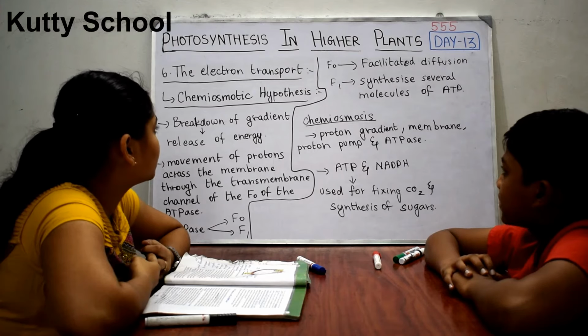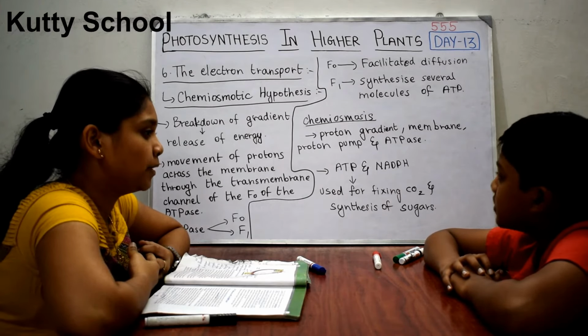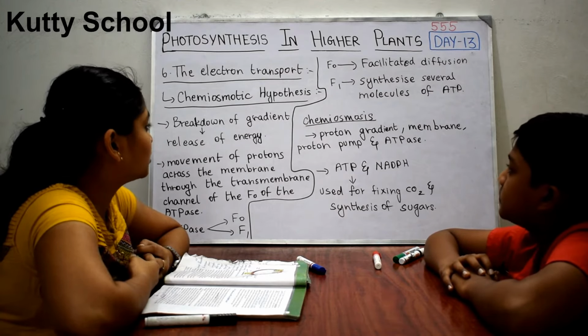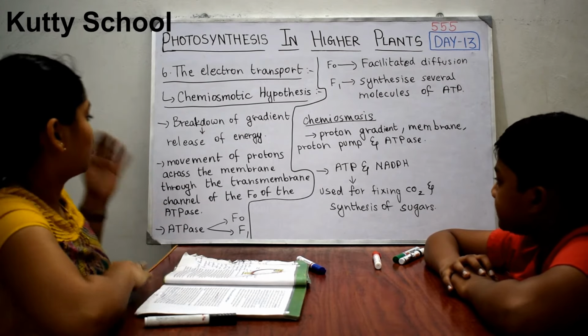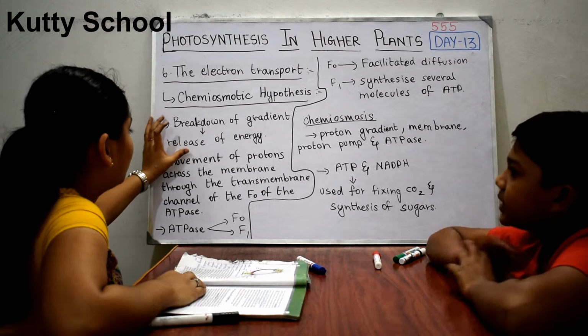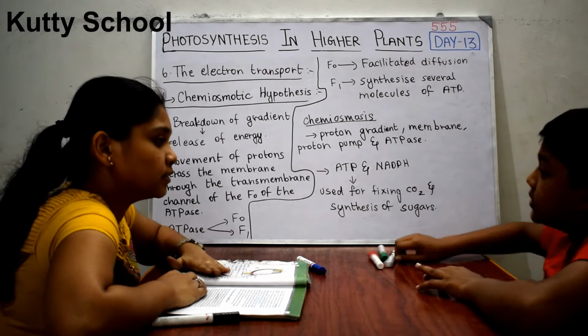So now we are going to discuss, previously we discussed the proton accumulation in the lumen. Now we are going to discuss how this proton gradient is broken down. Complex structure broken down into simple.